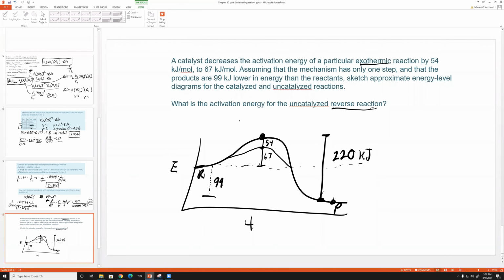So that is how that would work. And you can figure out a lot from this graph. You can figure out the catalyzed reverse reaction, which would just be 220 minus 54. You could figure out the catalyzed forward reaction, which is 67. You can figure out the uncatalyzed forward reaction, which is 54 plus 67, and a lot of other things as well.